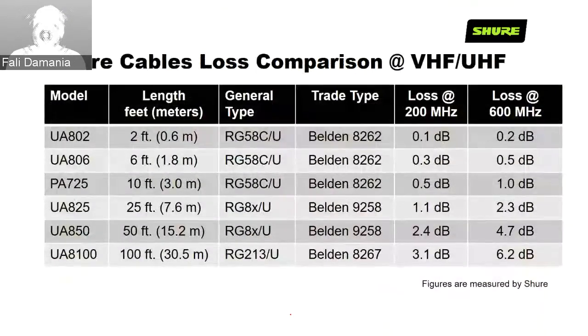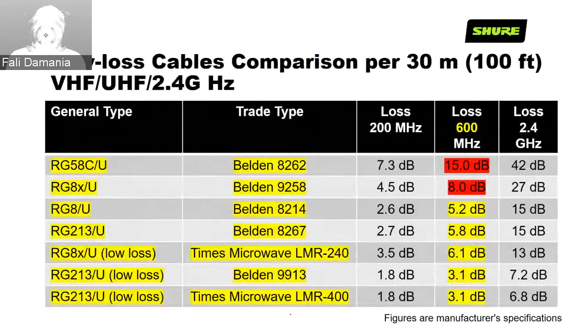These are the typical cables from Shure. So as you can see, RG58C/U. My preferred cable to an extent is the 213/U. And if you see the loss at 600 megahertz, at 100 feet of cable, it's still around 6.2 odd dB. Not the best. And in the next slide, we're going to just see pretty much industry standard cables.